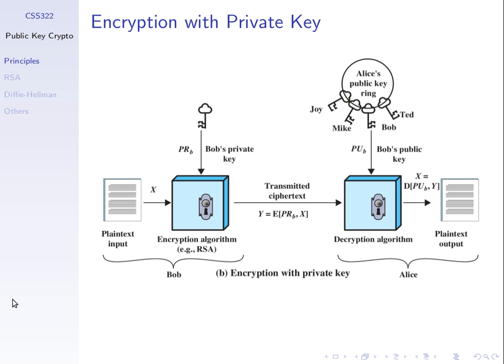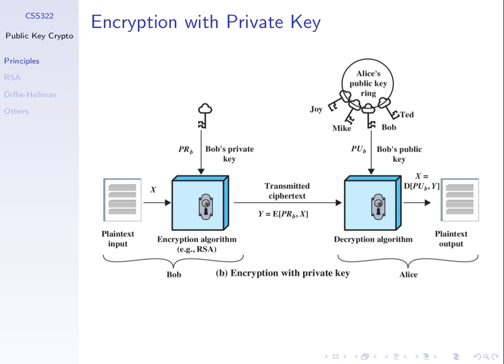We can use the keys in the opposite order for a different service. For the service of authentication. Bob wants to send a message to Alice. We don't care about the confidentiality of that message. I don't care if someone else sees it. But Alice wants to be certain that it came from Bob. It didn't come from Darth pretending to be Bob. Okay? So that's our aim here.